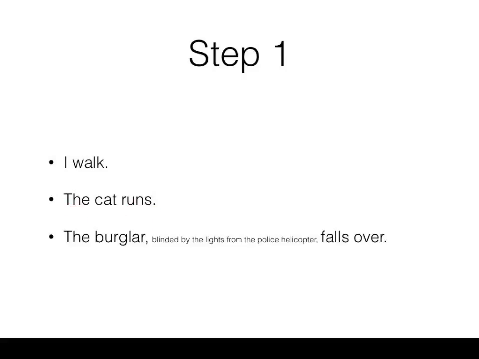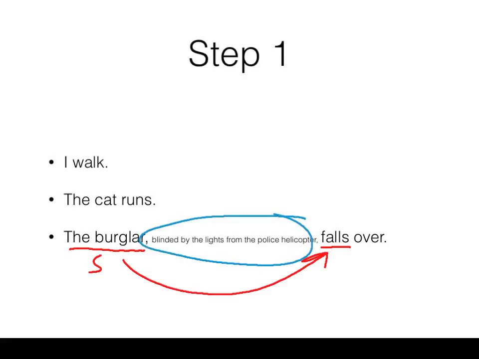And here again, the subject is the burglar, and the verb here is falls. The burglar, blinded by the lights from the police helicopter, falls over. So the subject is what decides what the verb looks like. And it doesn't matter that we have this whole big thing in the middle. The burglar falls over is the same as the burglar, blinded by the lights from the police helicopter, falls over.